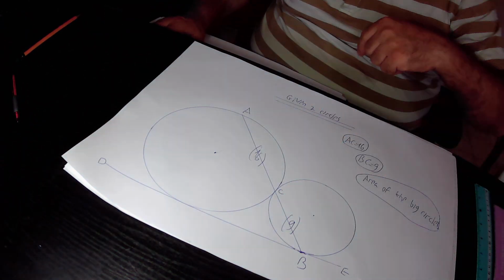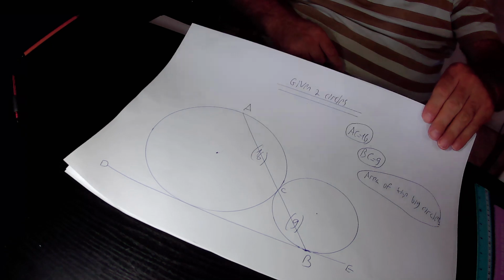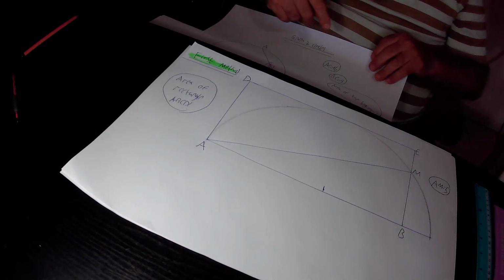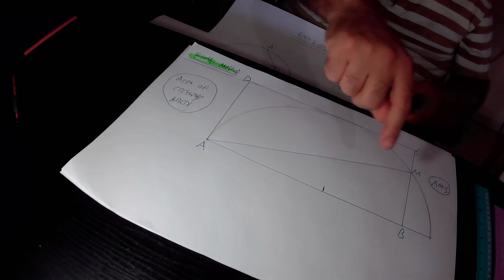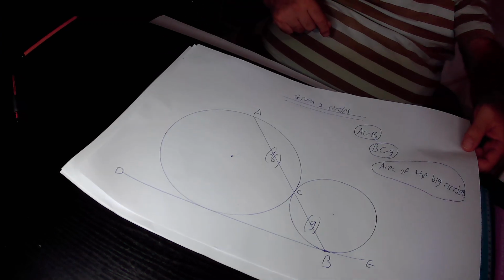And now in this lecture we'll answer two questions. In the first question we find out the area of this big circle, and in the second question we'll find out the area of this rectangle ABCD using two different methods. So we start with the first question.